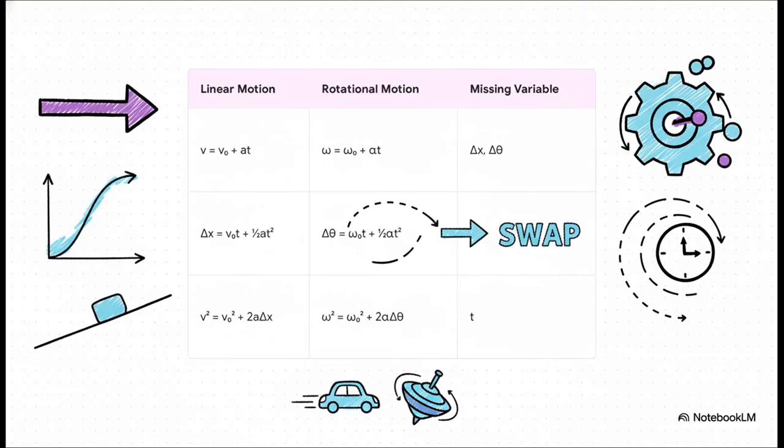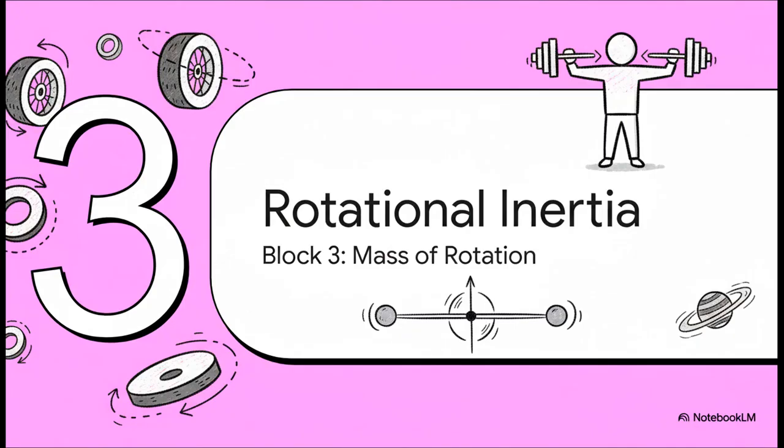Okay, this slide is just beautiful. It shows one of the most elegant parallels in all of physics. On the left, you've got the standard equations for linear motion that you probably remember. And on the right, the rotational twins. Just look at them. The structure is identical. The physics is the same. All you have to do is swap x for theta, v for omega, and a for alpha. If you get one set, you already get the other. It's an amazing shortcut. Okay, on to block 3, rotational inertia.